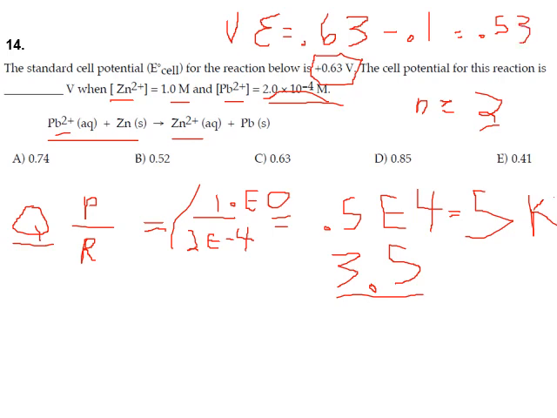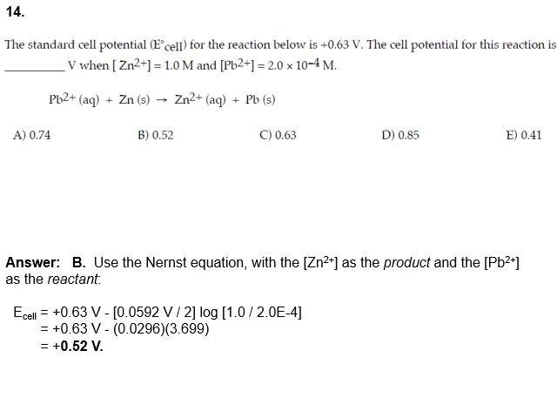I think it's going to actually wind up being 0.52, but let's go to the next slide. Okay, so down here at the bottom, answer, use the Nernst equation. Zinc is going to be the product and lead is going to be the reactant. So just as we said, 0.63 is going to be the standard voltage, which was given to us in the problem statement here, and then minus 0.0592.